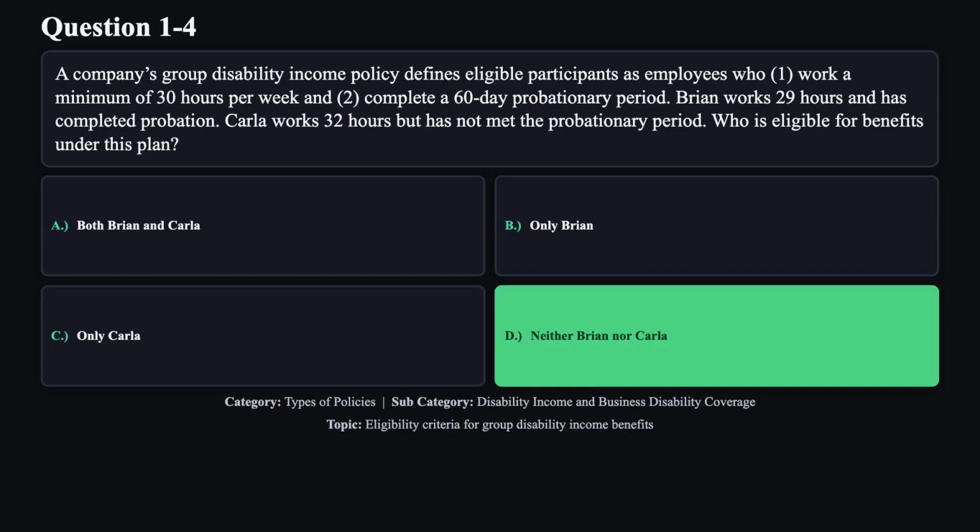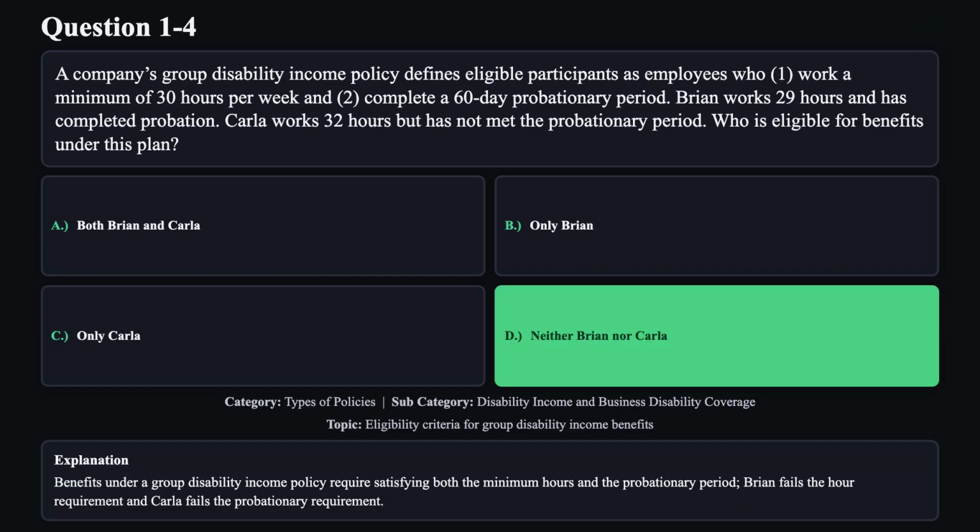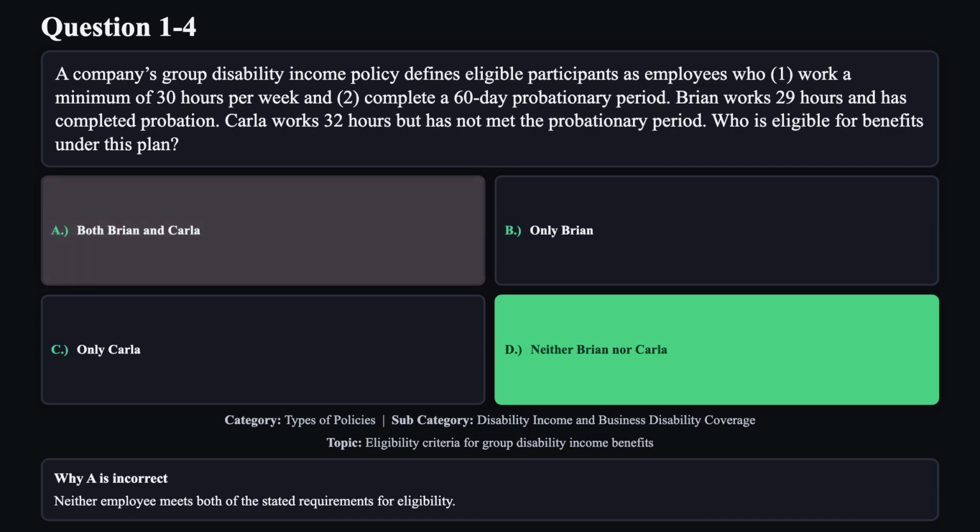The correct answer is D. Benefits under a group disability income policy require satisfying both the minimum hours and the probationary period. Brian fails the hour requirement, and Carla fails the probationary requirement. Reason A is not correct. Neither employee meets both of the stated requirements for eligibility.